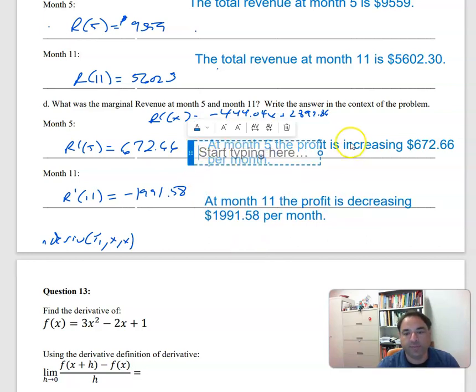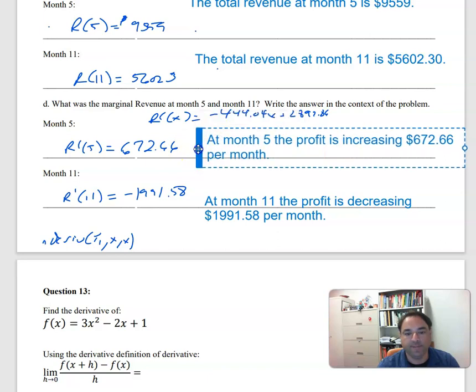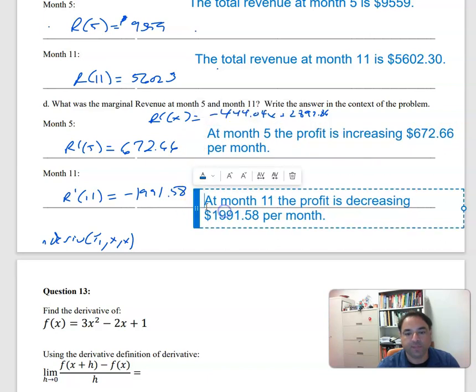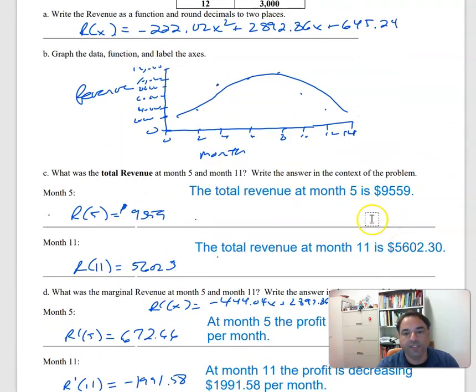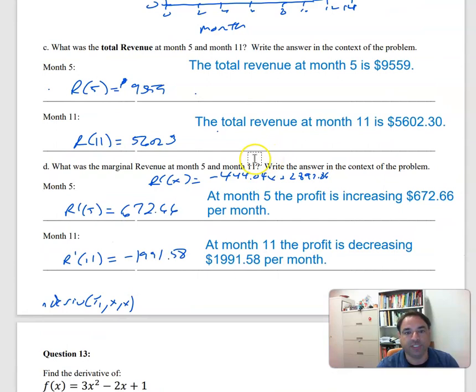Now, the nice thing about having the graph is we can look at what month 5 and what month 11 look like. So if we go up and look at month 5, you can see that at month 5, it's increasing. And you can see at month 11, it's decreasing. So we're talking about how it's changing.